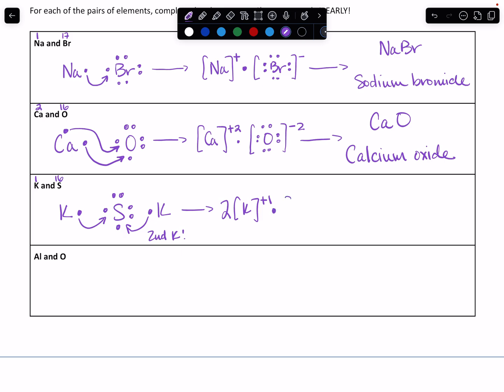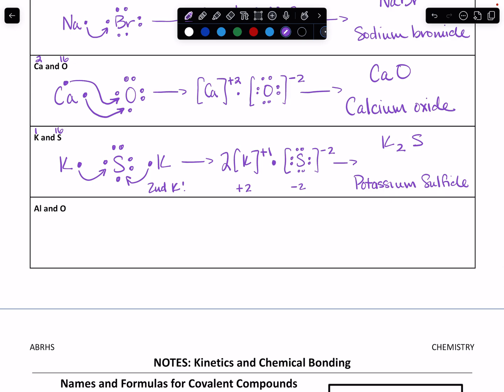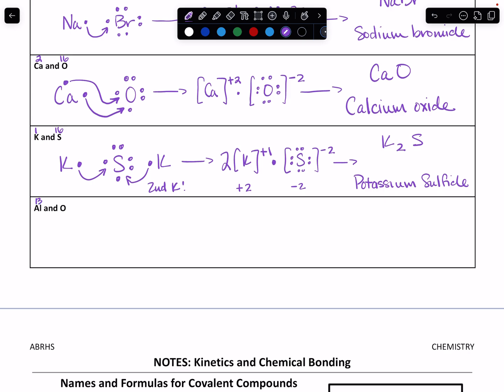And then associated with that, I have a single sulfur ion, but that single sulfur ion has 8 valence electrons now, and it has a -2 charge. So we have a +2 charge here, a -2 charge here, so our molecule is neutral, and that's what we need. So for our formula, we have 2 potassium atoms for every 1 sulfur, so K2S. And our name is potassium sulfide.